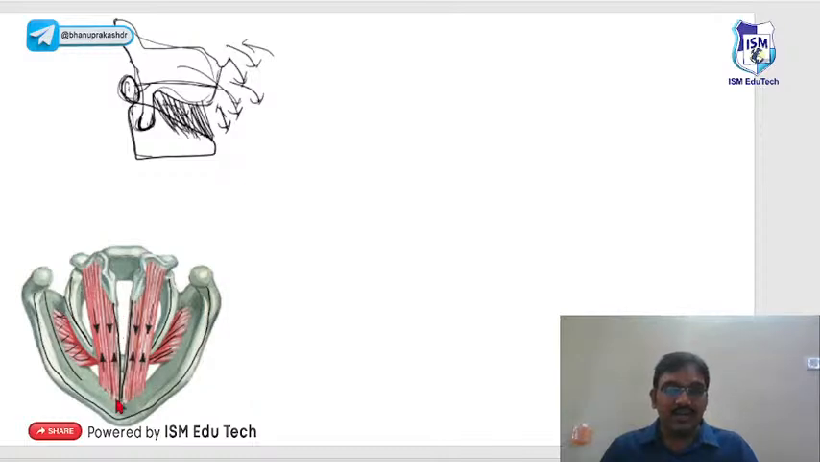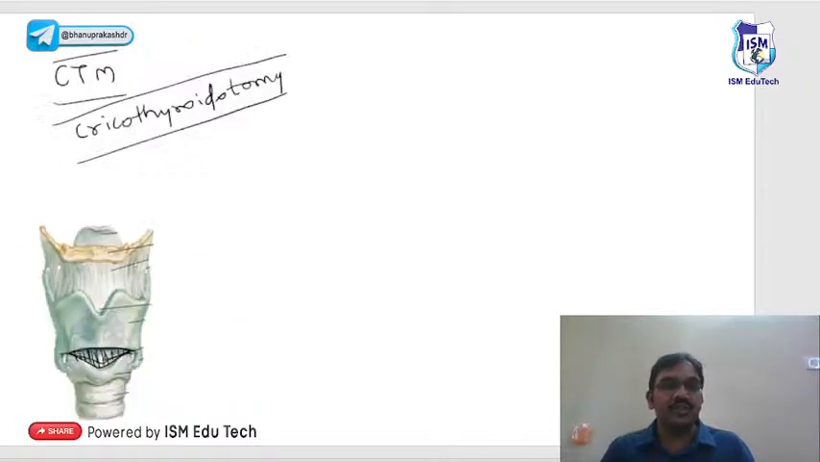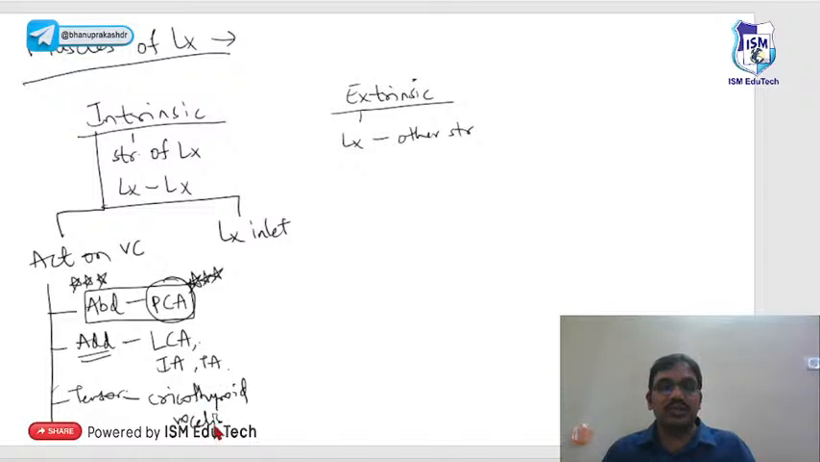Also, parallel to the vocal cord, you can see two muscles passing here. This is the vocalis muscle and this is the thyroarytenoid muscle. These two muscles will also help in tensor movement. When these muscles contract, you can see the vocal cords getting tensed, and your vocalis as well as thyroarytenoid are also known to cause tensor movements. So cricothyroid and vocalis are known as tensors of the vocal cord.